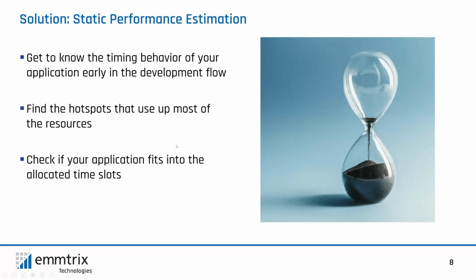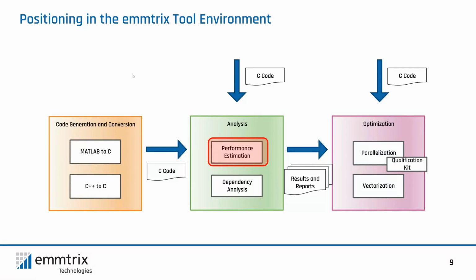Maybe a bit about where this fits into our tool environment. In this view, we have it right in the middle, performance estimation. The idea is we have different tools here for code generation and conversion, maybe from MATLAB to C, C++ to C. And we have tools for optimization, and this performance estimation is here in the middle. It's an analysis part, can do performance estimation and dependency analysis. So this information is usually used to guide optimization, either with our tools here, or if you want to optimize it during the development by yourself.